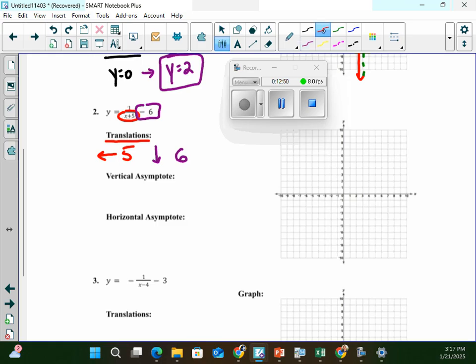Those translations affect the asymptotes. Because we move left 5 units, the vertical asymptote becomes x equals negative 5. We'll plot that in here. And because we're moving down 6 units, the horizontal asymptote is y equals negative 6. We can plot that right here.